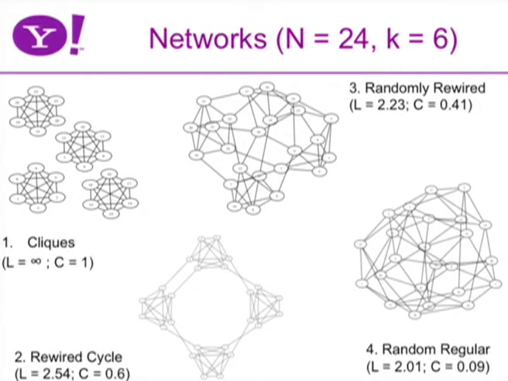Here's the test though. We take 4 different networks: a series of cliques, the cliques joined up in a cycle, the cliques with some random rewiring, and everything completely randomly rewired. So 4 very different network topologies with different path lengths and clustering coefficients and so on. Same number of nodes, same number of edges, just the links rearranged in different ways.